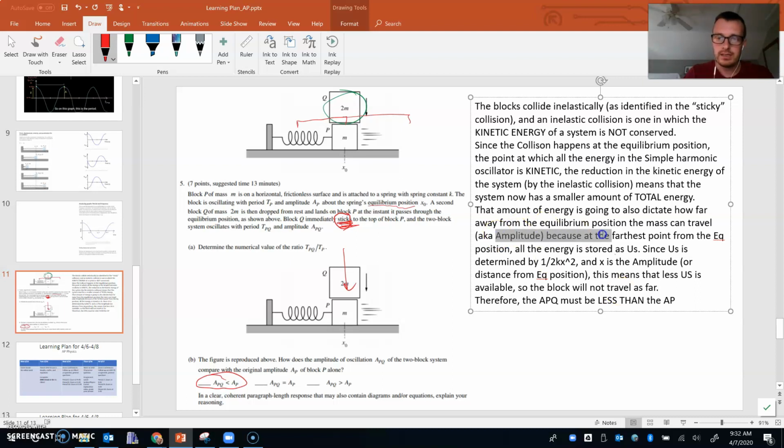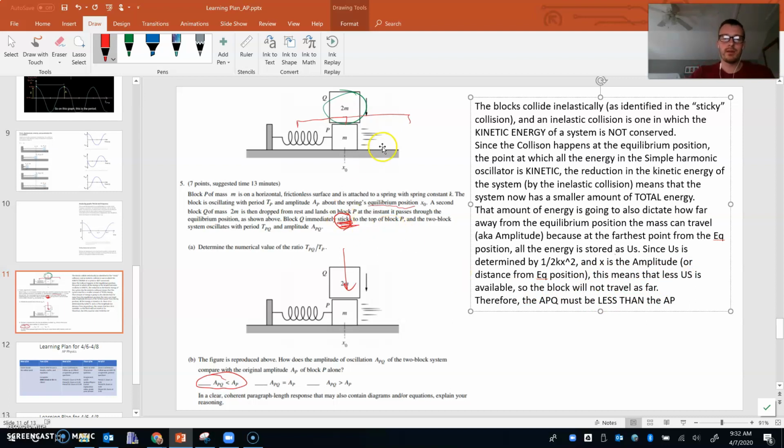All right, I said the amplitude, and I did talk about that, but that amount of energy is going to dictate how far from the equilibrium position the mass can travel, because at the farthest position from the equilibrium position, all the energy is stored as US. Since US is determined by 1/2 kx squared, and x is the amplitude, or distance from the equilibrium position, this means that less US is available, so the block will not travel as far. Okay, so I really capped it off there talking about energy.